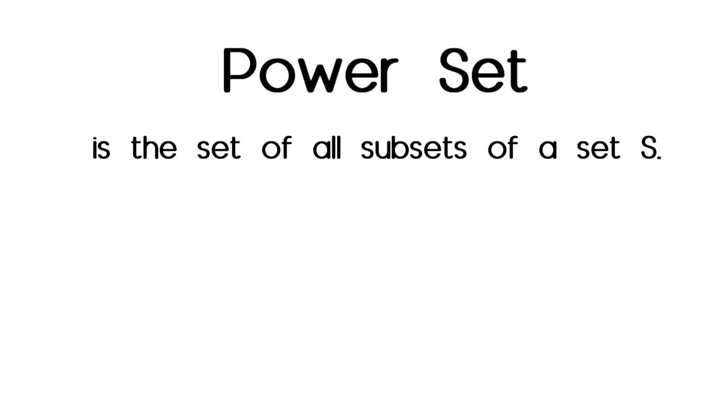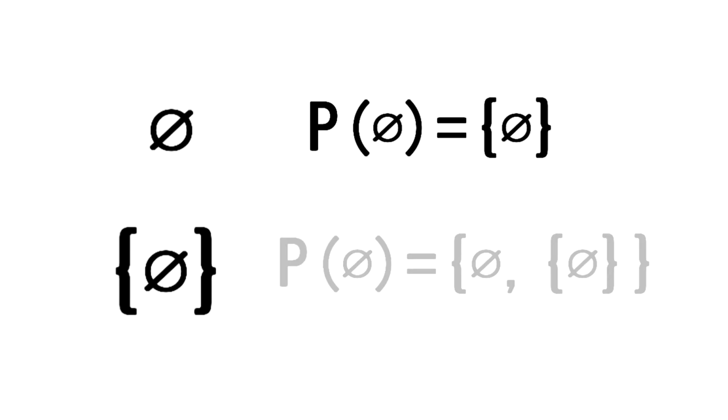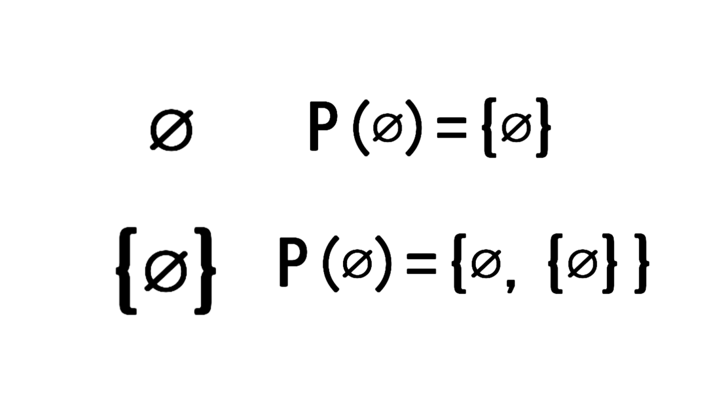A power set is the set of all subsets of a set S. For example, for set S, which contains 1, 2, and 3, the power set of this set is the set that contains a null set, {1}, {2}, {3}, {1, 2}, {2, 3}, {1, 3}, and {1, 2, 3}, which is the set itself. The empty set and the set itself are members of this set of subsets. A null set has only one subset, itself. The set of an empty set has two subsets, a null set and itself. If a set has n elements, then its power set has 2 raised to the n elements.